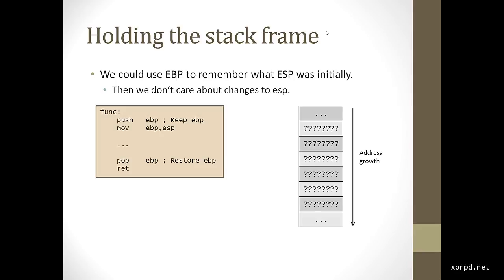Let's find out what really happens on the stack. Let's try to follow the code instruction by instruction and see how the stack changes. This is a drawing of the stack. As usual, we assume this direction of addresses, which means that address 0 is somewhere here at the top, and the addresses increase as we go down.